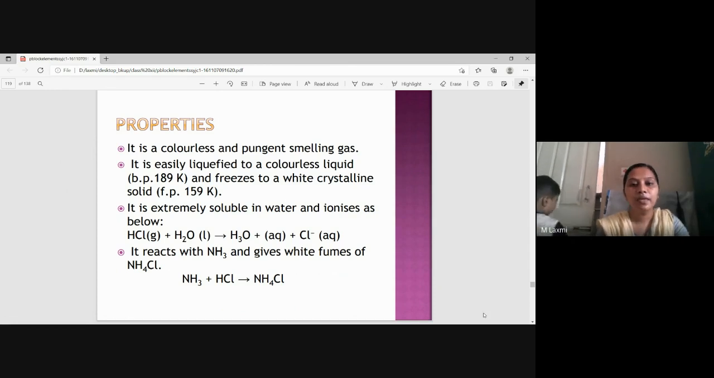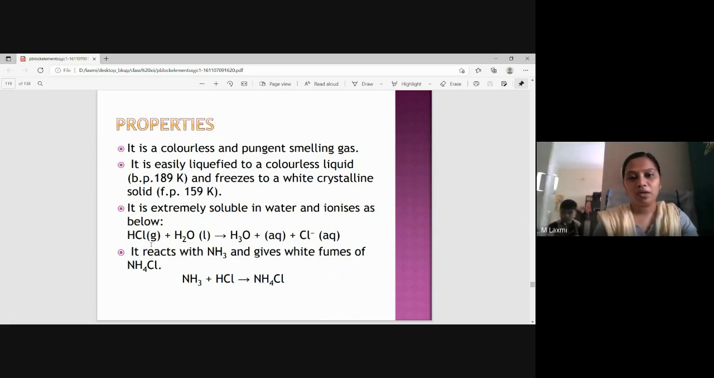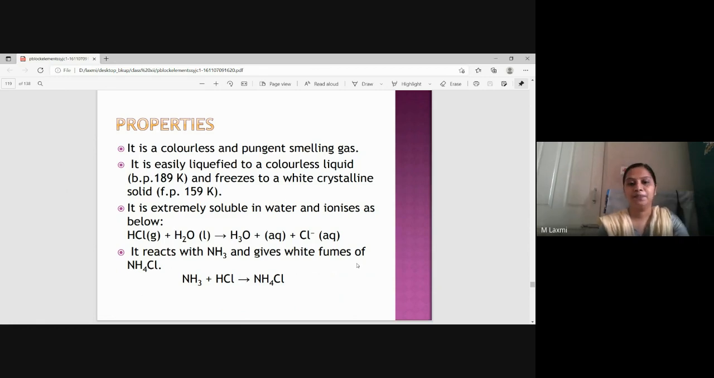Okay, fine. So it is soluble in water. It ionizes as HCl plus water, giving rise to H3O plus and Cl minus. It's extremely soluble in water, so it ionizes to give you H3O plus and Cl minus. Any compound ionizes to give you an anion and a cation, so you get an anion as well as a cation. It reacts with ammonia. It gives white fumes of ammonium chloride.